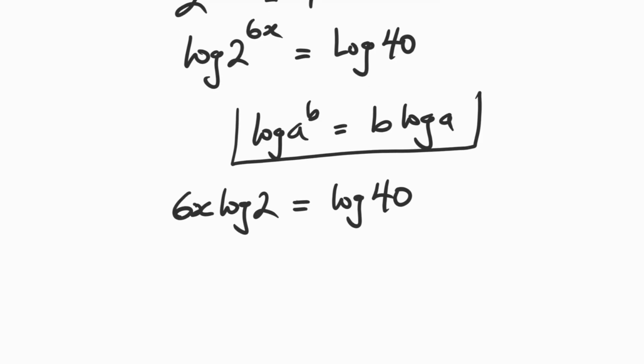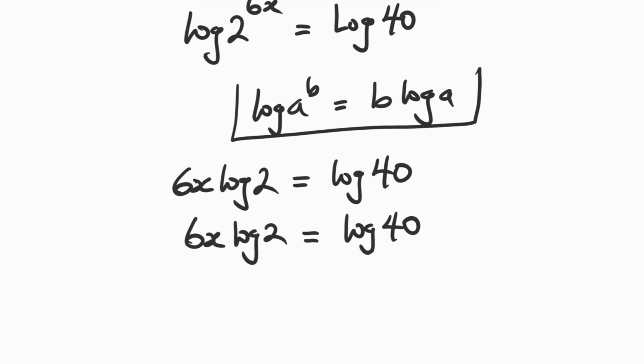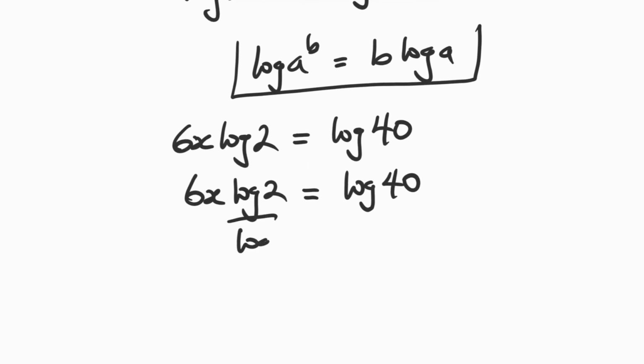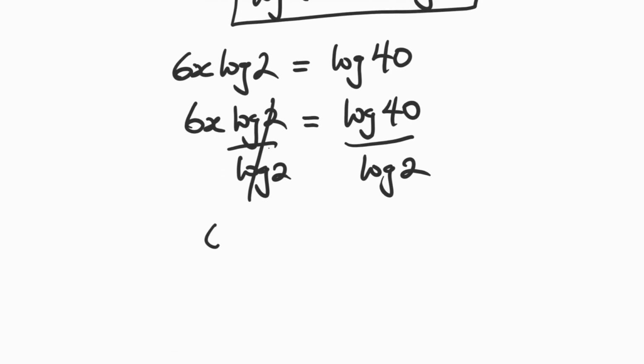So now we're going to get rid of log 2 so that we have 6x, and then later on get rid of 6 as well. But for now, let's get rid of log 2 from the left-hand side so that we just have 6x all by itself. So we're going to divide both sides by log 2. And we have 6x is equal to log 40 divided by log 2.